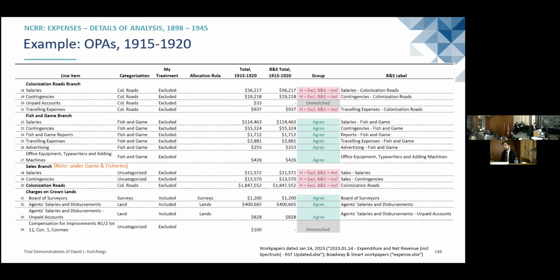So the next 3 items all relate to charges on Crown lands. So we have here the Board of Surveyors, agent salaries for lands, agent salaries and disbursements. I include those in full because those are necessary to get Crown land and lease revenue, for example, as do Professors Bodwin and Smart. So it's green, agree.